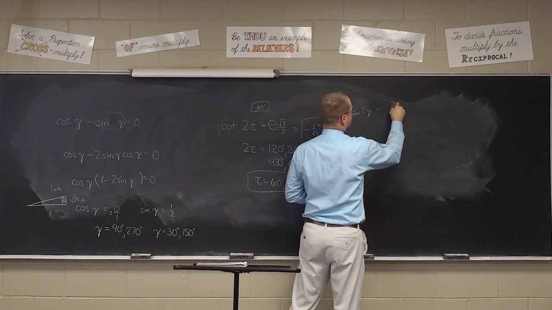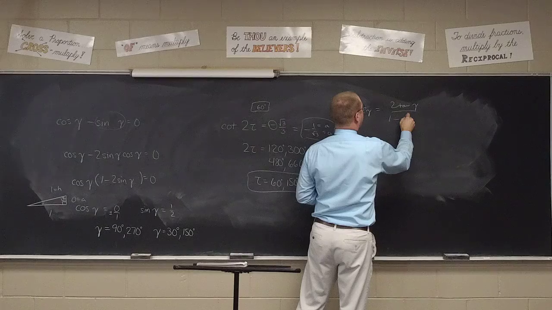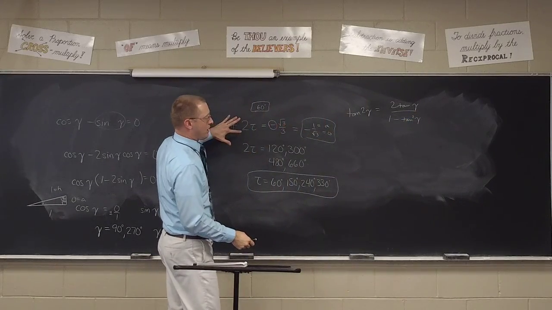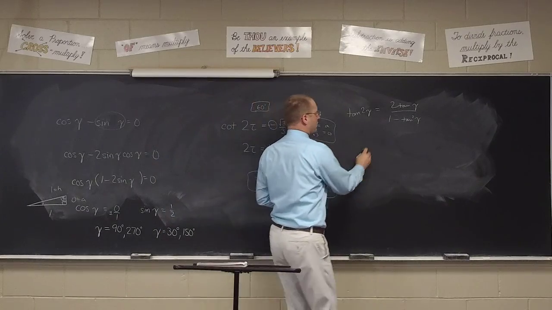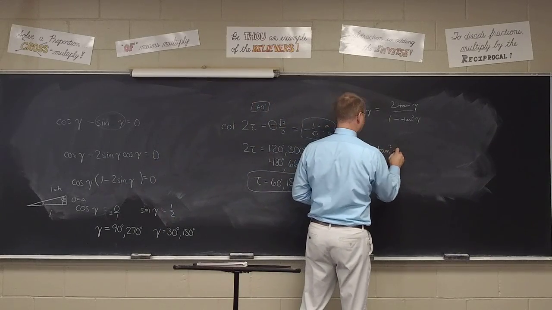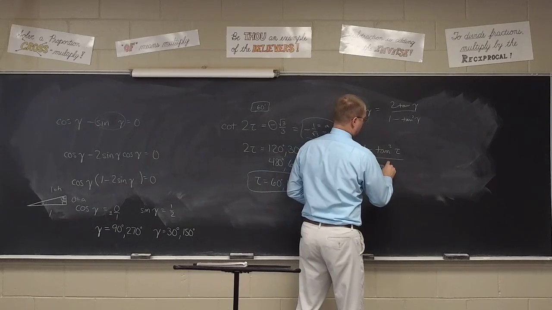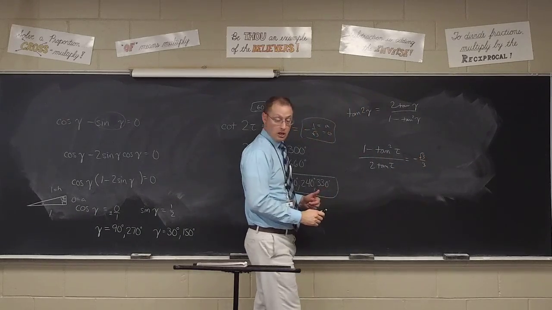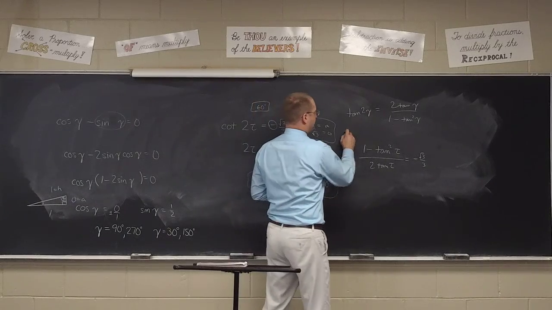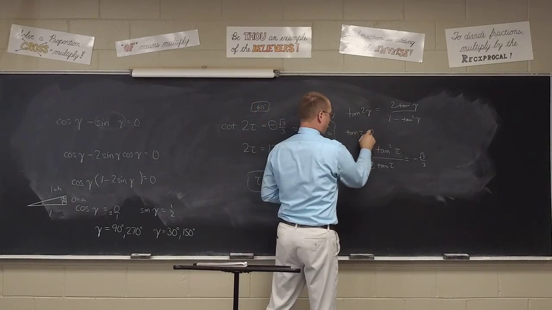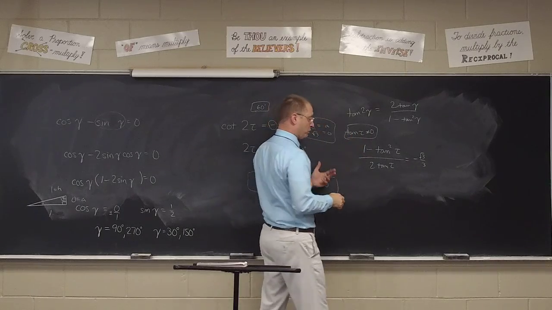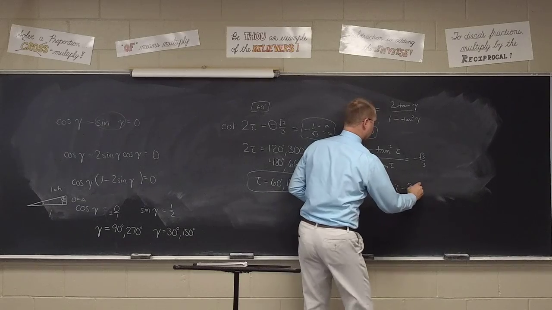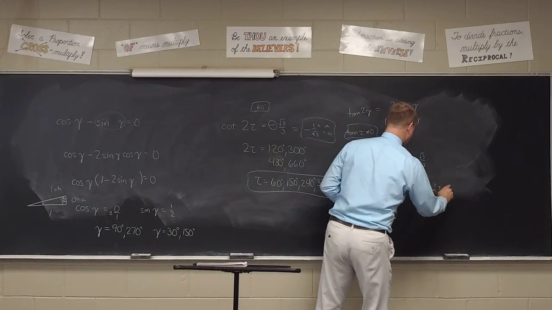The tangent double angle is 2 tangent over 1 minus tangent squared, right? So since this is cotangent, we'll flip it. So it'll be 1 minus tangent squared tau over 2 tangent tau equals negative square root of 3 over 3. You would have to specify that tangent of tau can't be 0. And then I guess you could try to cross multiply. Negative 2 square root of 3 tangent tau equals 3 minus 3 tangent squared tau.